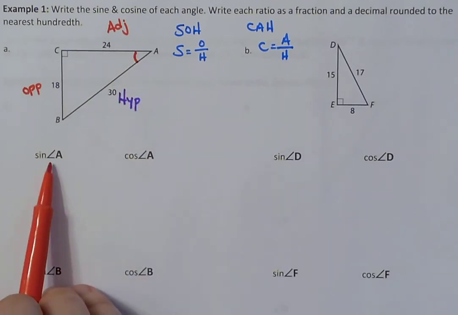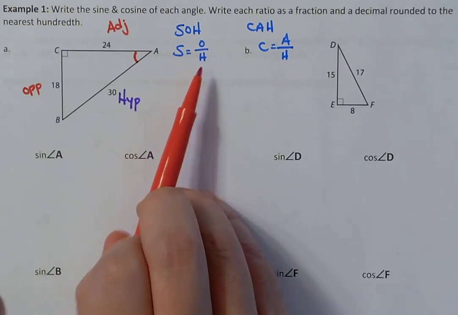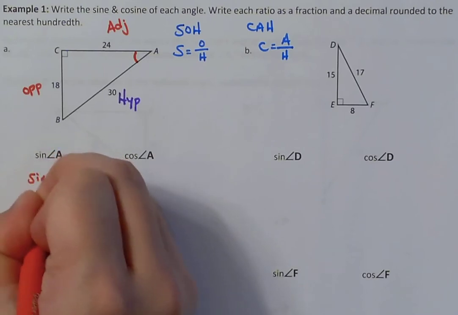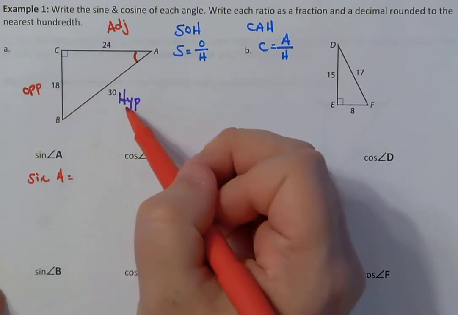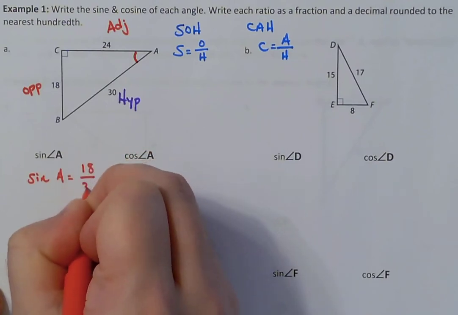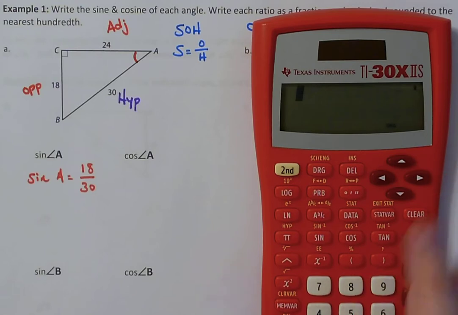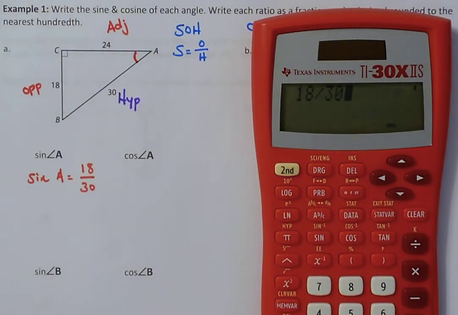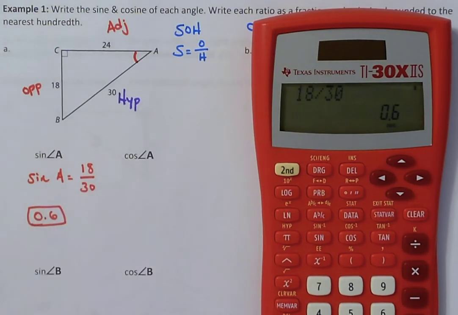So if we want to figure out the sine of A, SOH, sine is opposite over hypotenuse. So sine of A is going to be equal to opposite over hypotenuse, so 18 over 30. Then if we calculate that, 18 divided by 30, we end up with 0.6 for the sine of A.